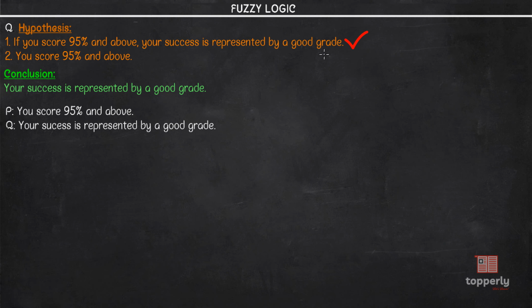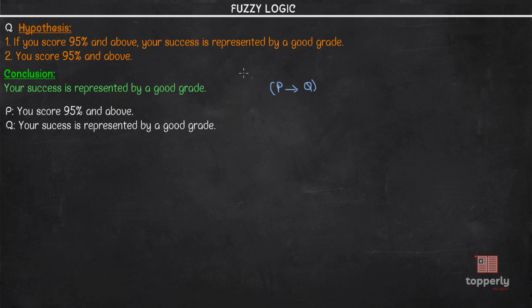Now we know that P implies Q is generally represented in the form of an if-then statement. That is, if P, then Q. So our P is given as you score 95% and above, and Q as your success is represented by a good grade. Therefore, you can write this statement as P implies Q.